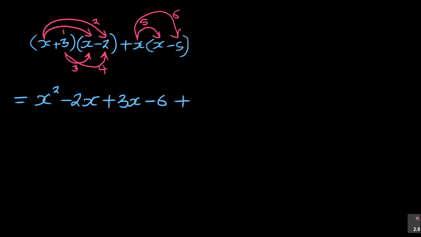And then you go to plus x times x. That's number 5. It's x squared. And x times minus 5, a positive and a negative, you get a negative 5x. See that? So this is what gives you the expansion.